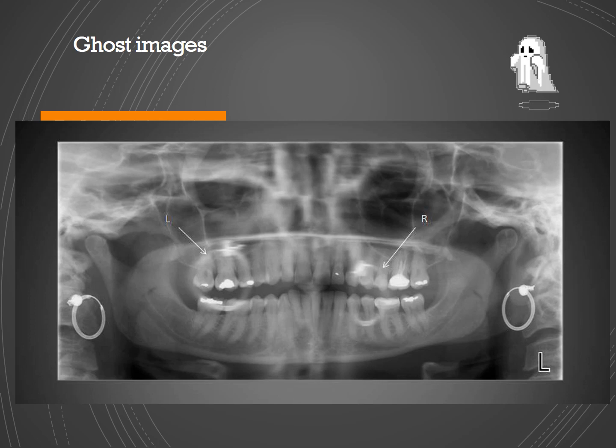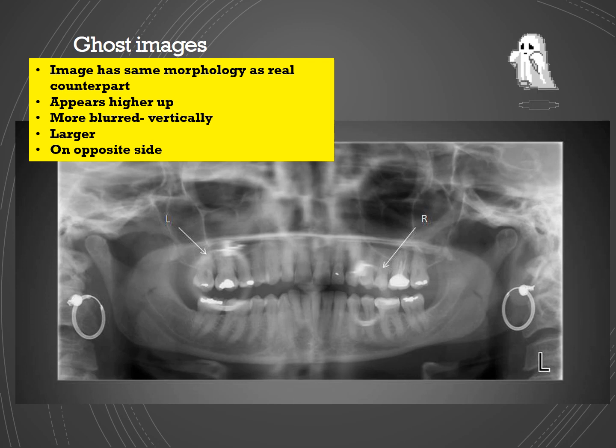So that brings us to the interesting aspect of what are ghost images. Now that we've seen there are multiple soft tissue and other structures which cast shadows, it's important to understand that there are certain shadows which can be cast by the jaws itself because of reciprocal movement and the complex principle of panoramic radiography. Ghosts are also cast by external objects like these earrings, for example, which have been left behind. You would notice something very interesting about these ghost shadows. Number one is that the ghost image has the same morphology as the real counterpart. It appears higher up, more blurred, larger, and on the opposite side.